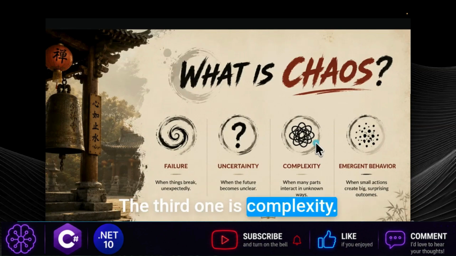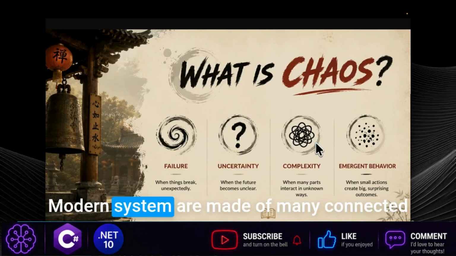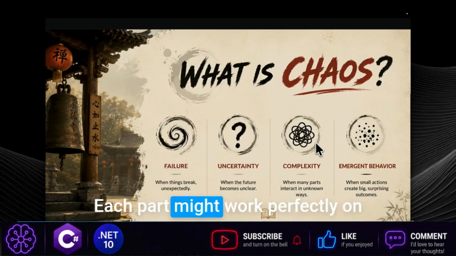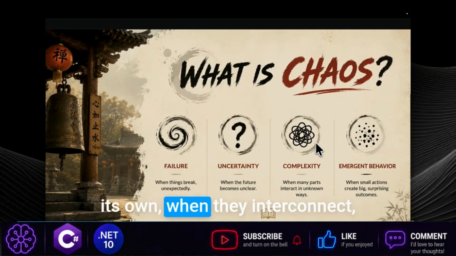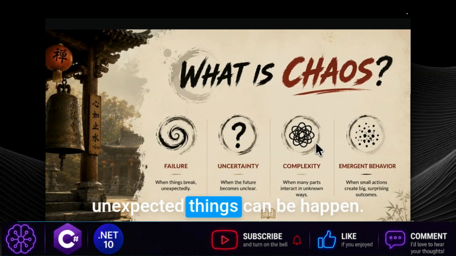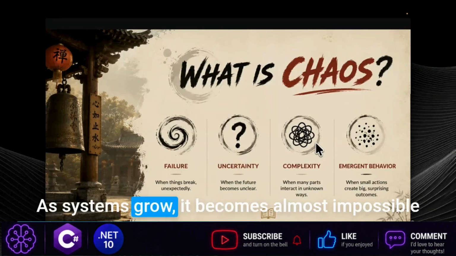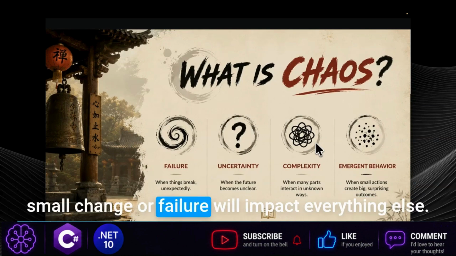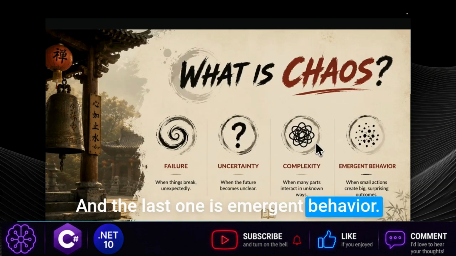The third one is complexity. Modern systems are made of many connected services, tools, and dependencies. Each part might work perfectly on its own. When they interconnect, unexpected things can happen. As systems grow, it becomes almost impossible to understand every connection and predict how a small change or failure will impact everything else. And the last one is emergent behavior.